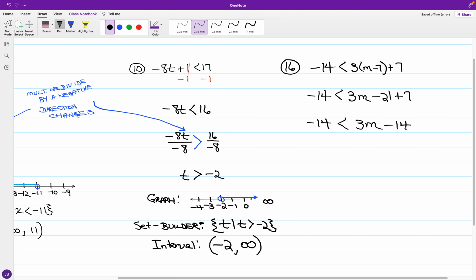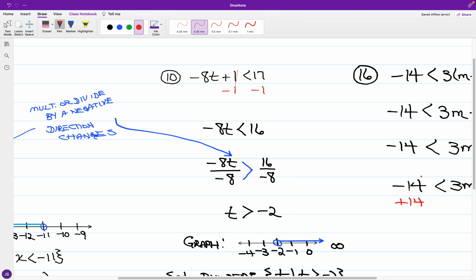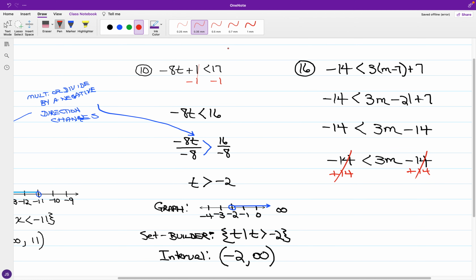Right now we got the m term on the right. But I'm going to move it to the left. Okay, so you got negative 14 is less than 3m minus 14, and isolating the variable term, upon adding 14 to both sides, we have additive inverses will cancel.